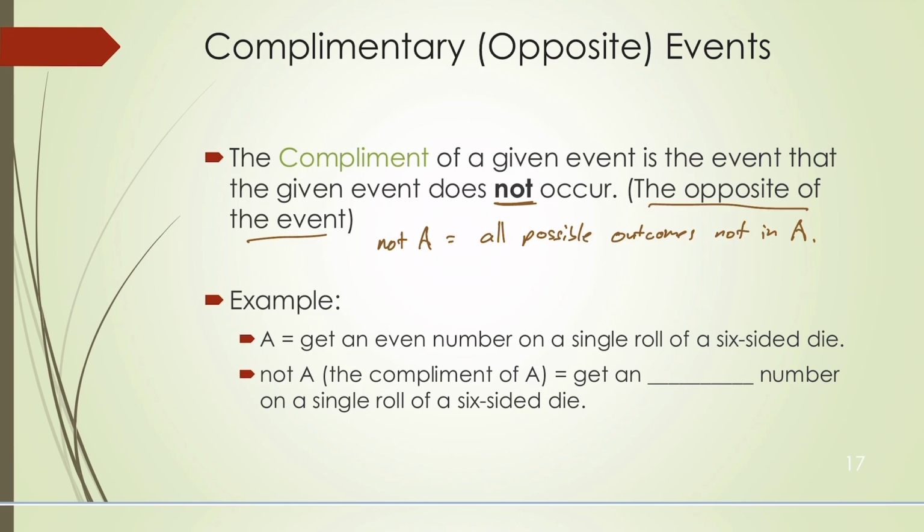Okay, example, A is get an even number on a roll of a single 6-sided die, just as before. So A is equal to 2, 4, 6. Those are the even numbers. Not A is going to be to get a 1, a 3, or a 5, because those are all of the numbers from the total, all 6 possible. Those are all the numbers that are not in A. And that amounts to just getting an odd number. So it's the opposite, you might think. So there it is.